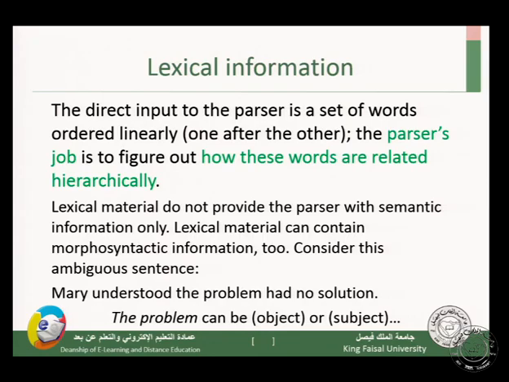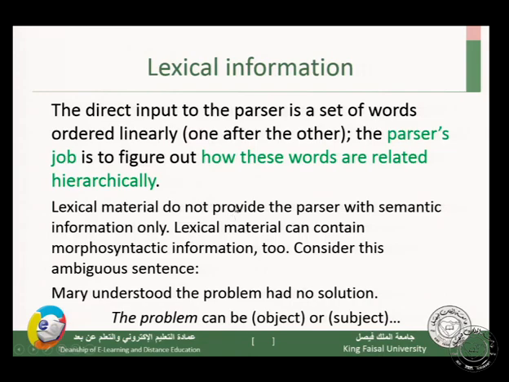Let's consider this ambiguous sentence. Mary understood the problem, had no solution. This ambiguous sentence has two meanings. In the first meaning, the problem can be an object. Mary understood the problem but had no solution. Okay? So Mary understood the problem but had no solution. This is the first meaning. So in this meaning, Mary had no solution.